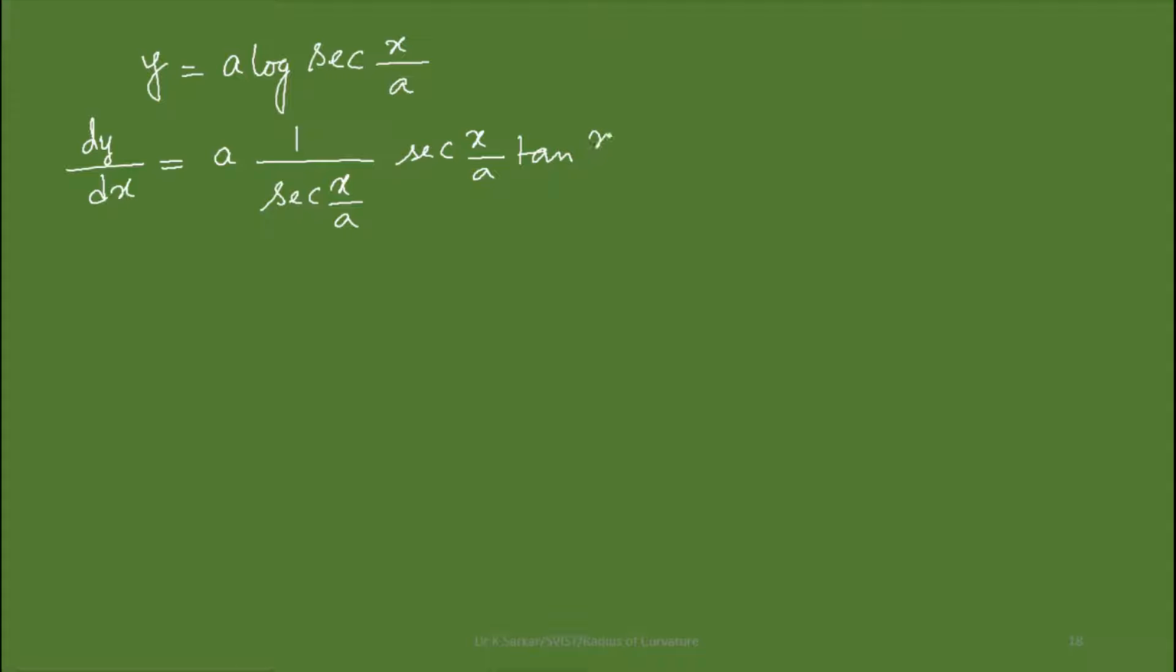y equals a log sec(x/a). Let us find the derivative with respect to x. a is constant. Derivative of log sec(x/a) is 1 by sec(x/a). Sec(x/a) derivative is sec(x/a) tan(x/a). x by a derivative is 1 by a. This a and that a will be cancelled. Sec(x/a) cancels. Remaining term is tan(x/a).